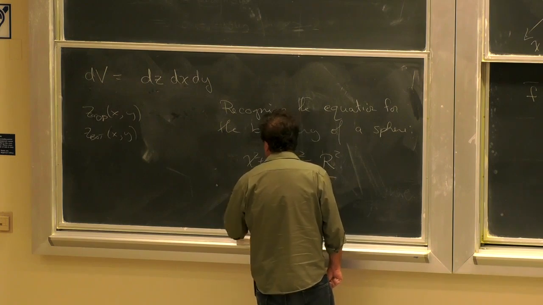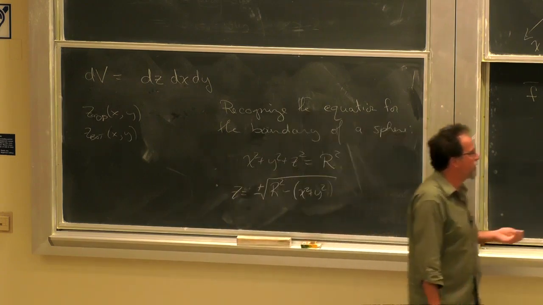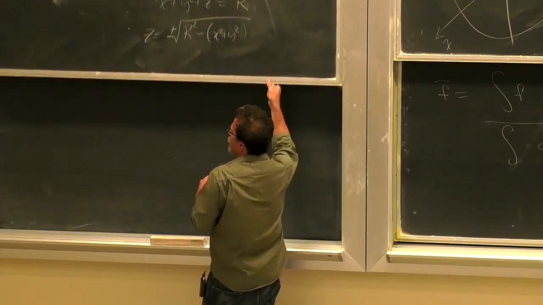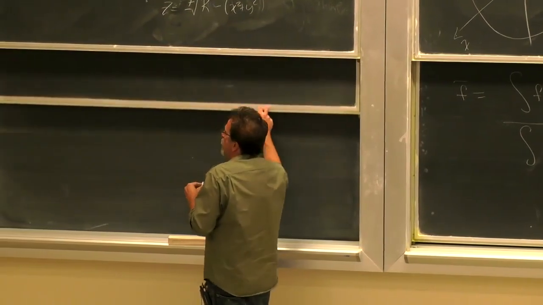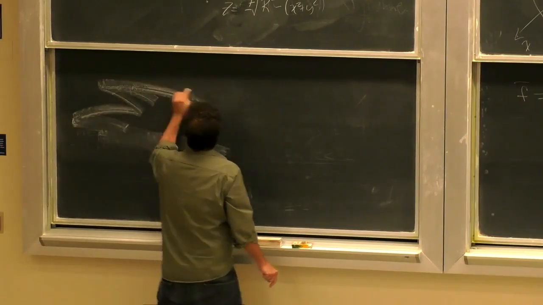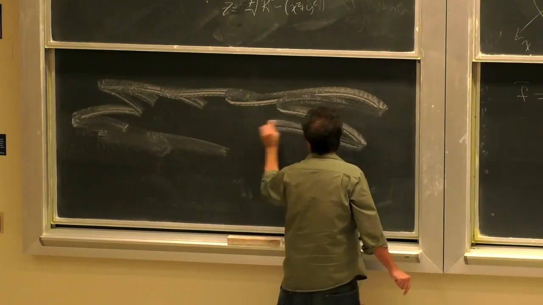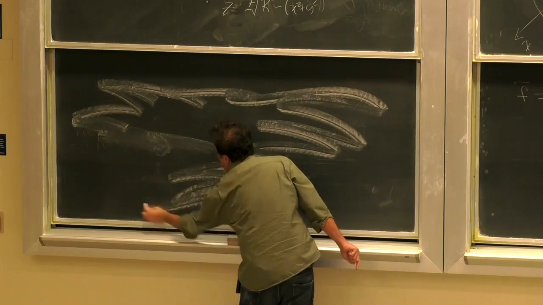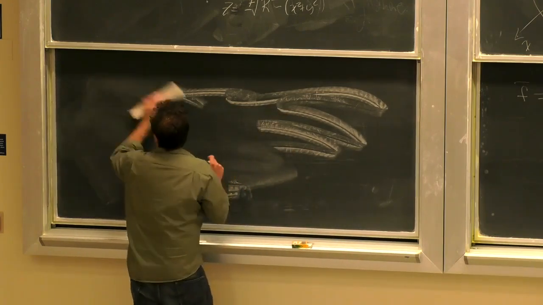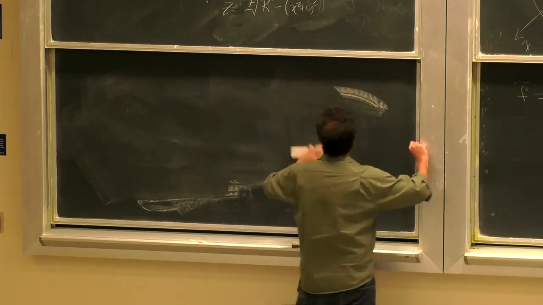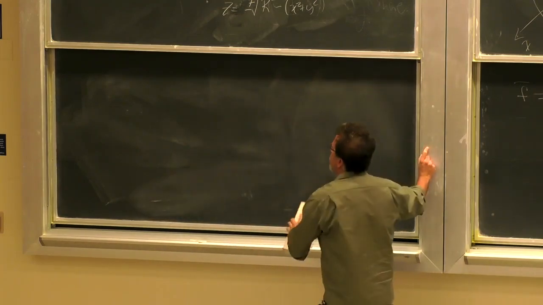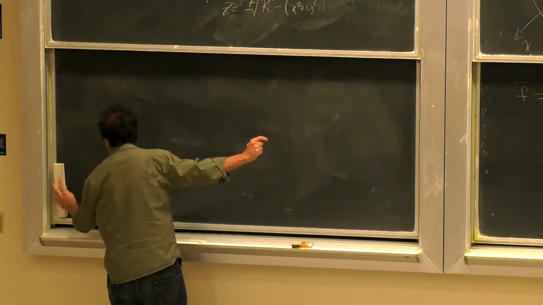And especially in this case, it's pretty clear that the positive square root is z top and the negative square root is z bottom. I'm doing this to help erase the board.